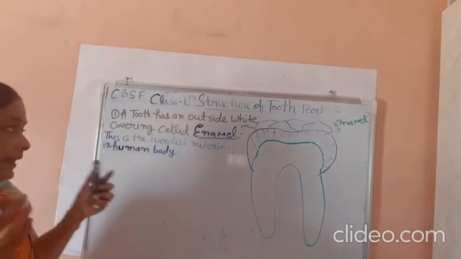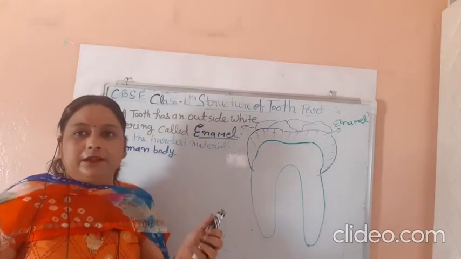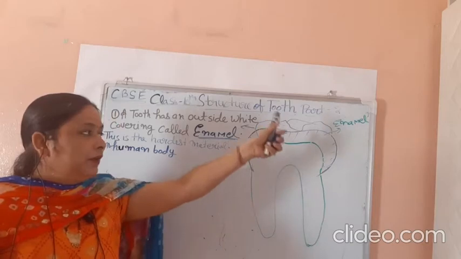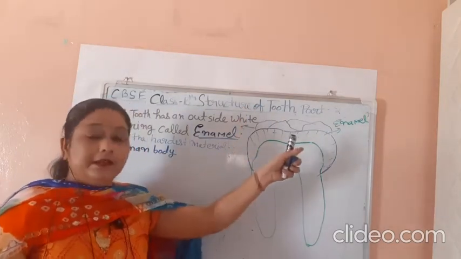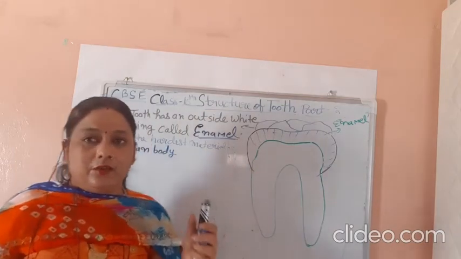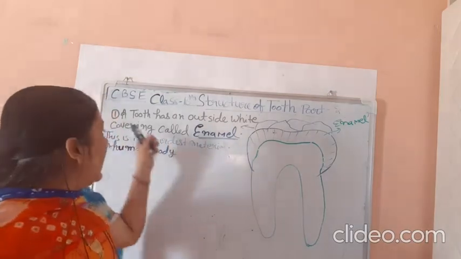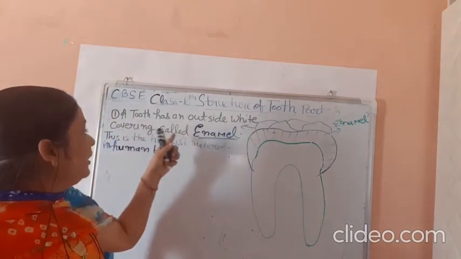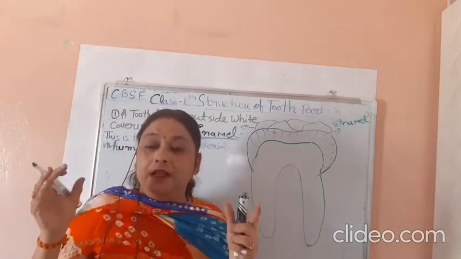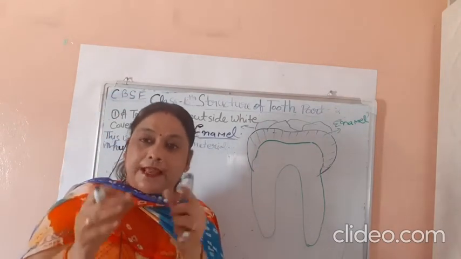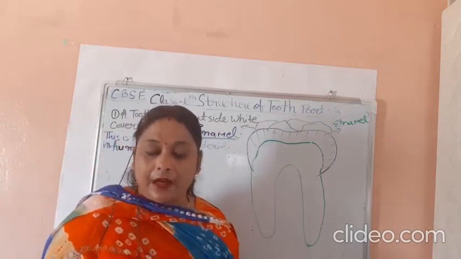This is a very clear description of each part, and a very easy method. You know about the internal structure of tooth. Firstly, know about enamel. Enamel is the hardest material in the human body. This is the most important question for all competitive exams, and a tooth has an outside white covering called enamel. And we will come to the next point.